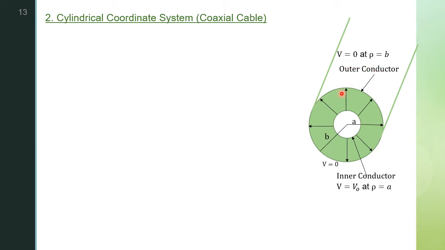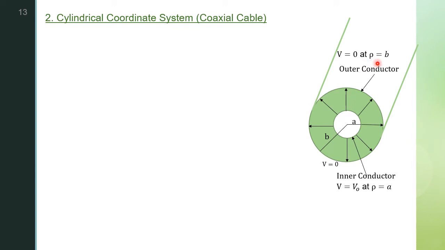When you consider potential, it is directed from higher potential to lower potential. So the field will be directed from the inner conductor to the outer conductor. And when you see the variation of potential, it is a function of only rho.